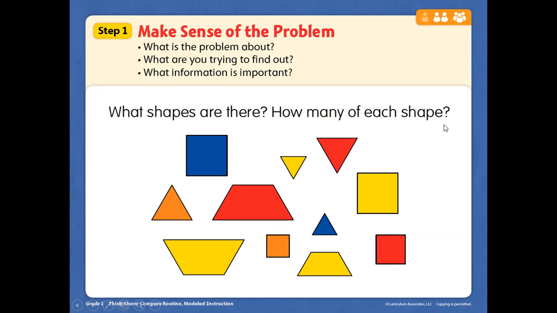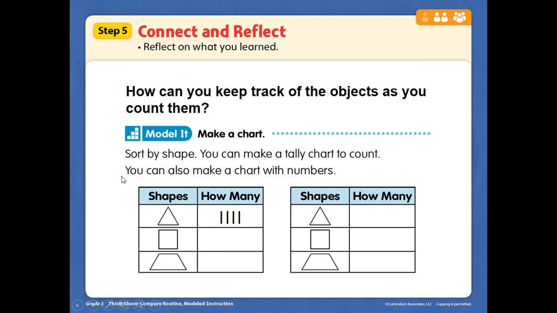Okay, that's important to know. I'm going to have to count the shapes. When I am counting the shapes, it's really helpful to have a chart to organize my data. So on the left-hand side are my shapes, triangle, square, trapezoid, and over here are how many. So the first way we're going to do it is with a tally chart, and over here we're going to write the numbers.